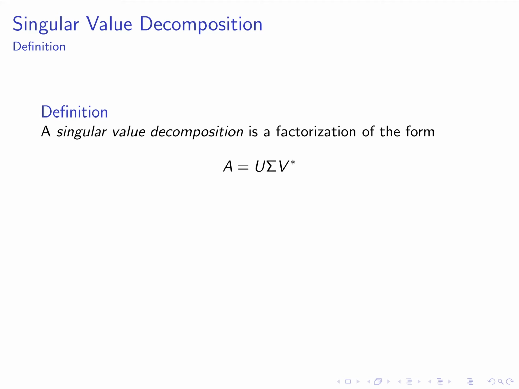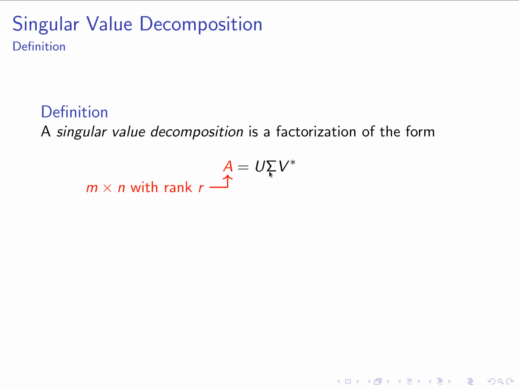So what is singular value decomposition? Singular value decomposition is a matrix factorization of the form A equals U sigma V conjugate transpose, where A is any m by n matrix, and here the rank is going to be called little r. So we can take any m by n matrix, and then we can look at the rank, which is called r here, and find what's called a singular value decomposition.